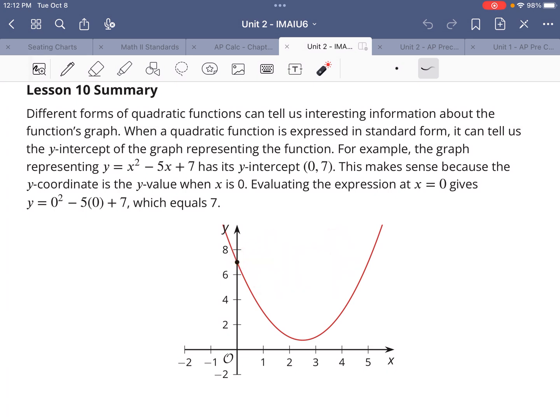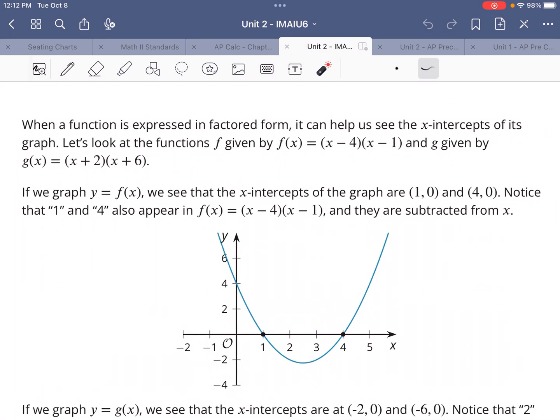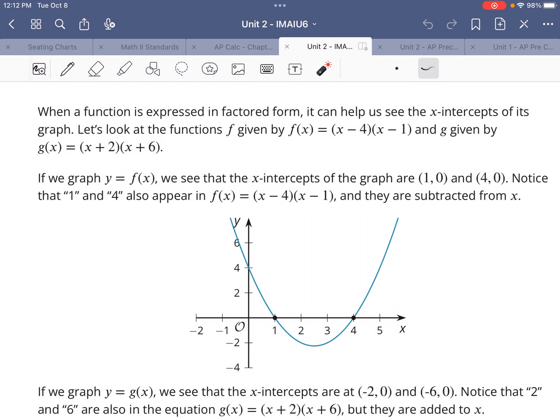We don't actually need to do any calculating though. That right there is the y-intercept. This makes sense because, again, we're looking for the y value when x is 0. When a function is expressed in factored form, we get to see something else that's interesting. We get to see the x-intercepts.